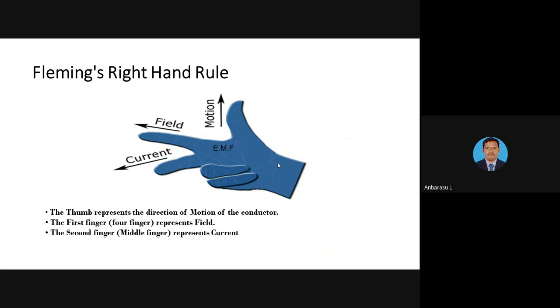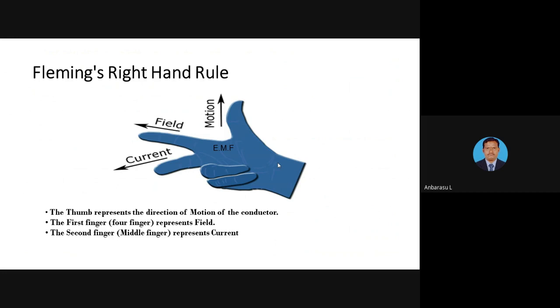The thumb indicates the motion of the conductor. The first finger indicates the lines of flux, that is, the magnetic field direction. Then the middle finger always indicates the current direction. This is the simple statement behind Fleming's right hand rule, which is used to determine the direction of induced EMF in a DC generator. So the right hand rule is only applicable to the DC generator.